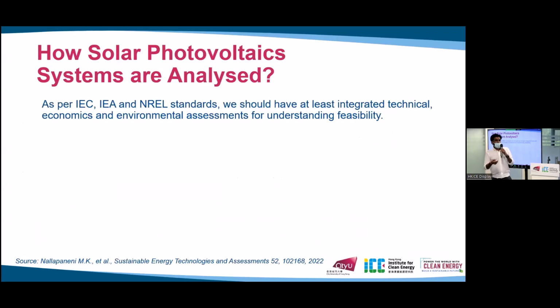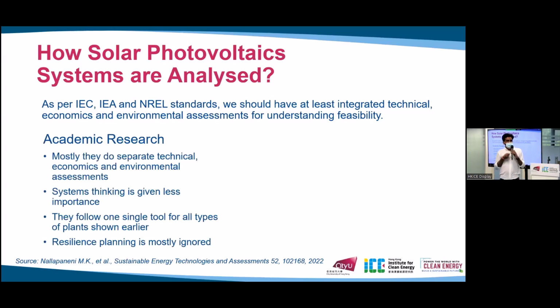And now, we were talking about so many systems. Now let us see how solar photovoltaic systems are analyzed in real time. So we mainly follow IEC standards or IEA standards or NREL standards. What these three standards tell us is to have integrated technical, economical, and environmental assessments to understand each system's feasibility at any point of time in a given site. So this is what we generally follow. But whether we are actually following these assessments or not is a question right now.